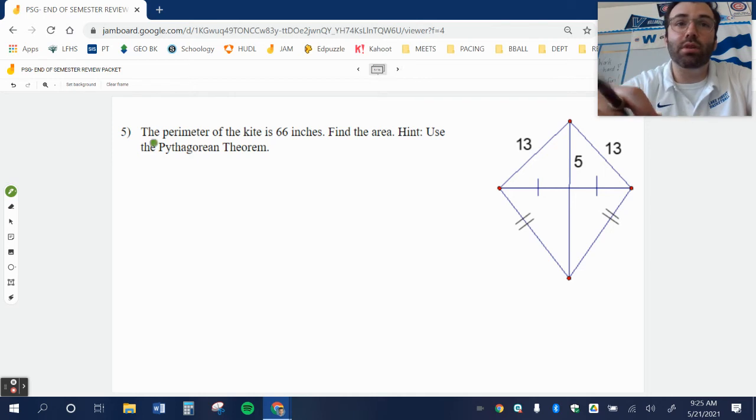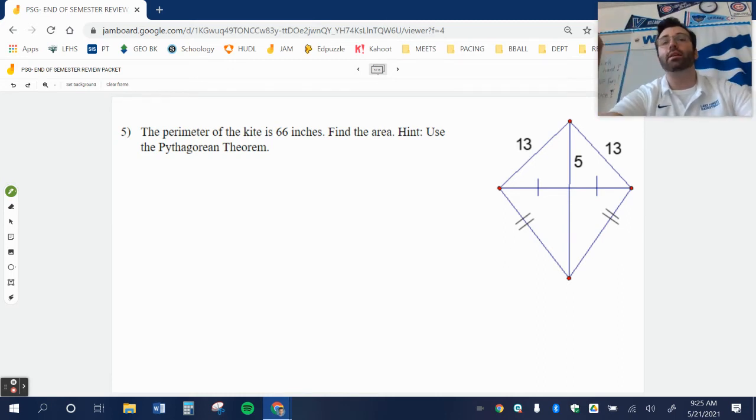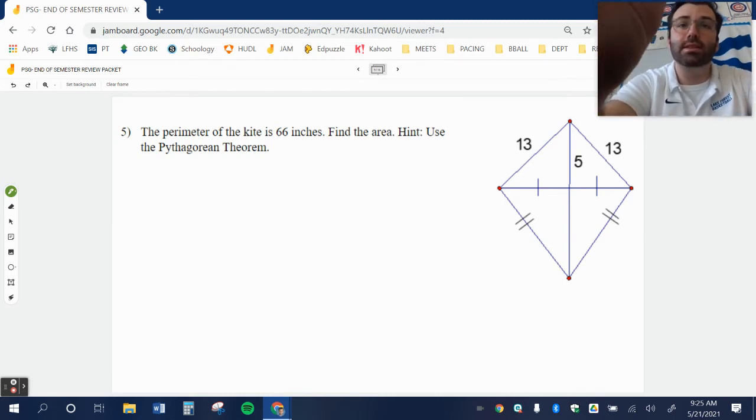We'll make this our last one. The perimeter of the kite is 66. Notice these little tick marks here, meaning these are congruent. So I do 66 minus 26, which is 40, and then divide that by 2 to get 20.